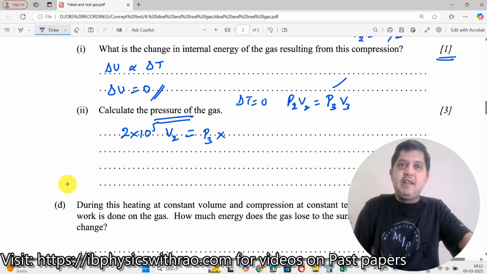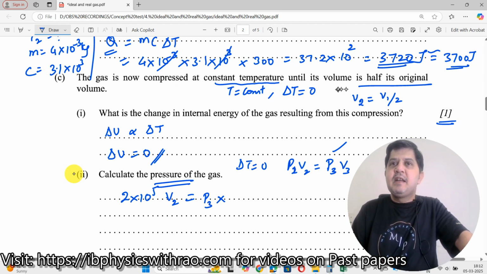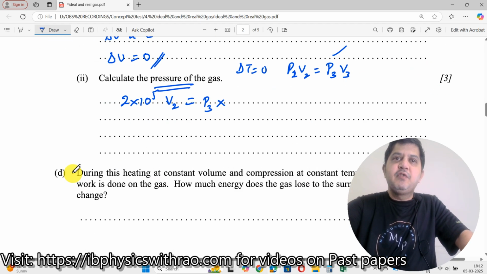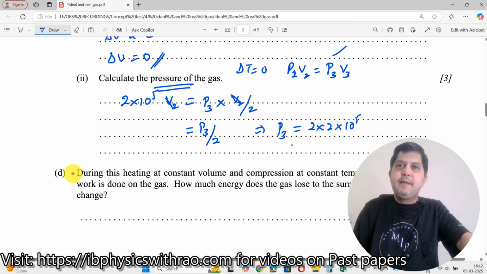And V3: if you go back to this here, it says the gas is now compressed at constant temperature until its new volume V3 is half of its volume. V3 equal to V2 by 2. So I'll just write this as V2 divided by 2. So this V2 and this V2 go away, and this should be equal to P3 by 2. This implies P3 is equal to 2 into 2 into 10 to the power of 5, which should be equal to 4 into 10 to the power of 5 pascals. This should be your answer.